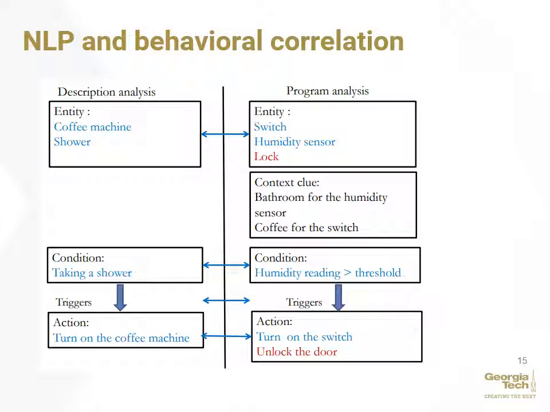Using description analysis, it can be found that the action is not just turn on the coffee machine, but also unlock the door. It is clear here that unlock the door is an unexpected behavior. It does not make sense that an app that turns on the coffee after taking a shower should also unlock a door.